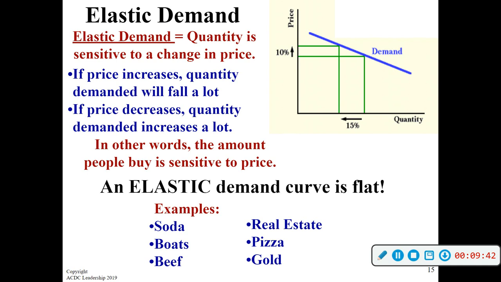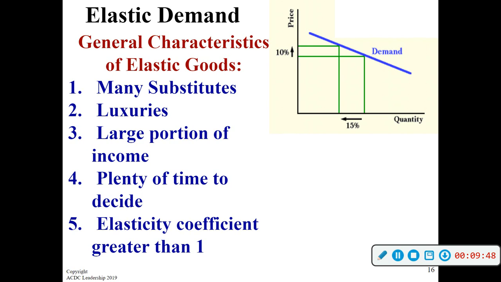A couple characteristics: there's a lot of substitutes typically for elastic goods. Because of the way it works, the price goes up for the particular product. Well, if there's a lot of cheaper substitutes, you're just going to buy the cheaper substitute. That's generally what we do, that cost-benefit relationship. You can say, well, it's worth more to me just to buy a knockoff product than it is to pay more for the name brand. Typically, these are luxury goods, like I talked about. These make up the majority of your income.